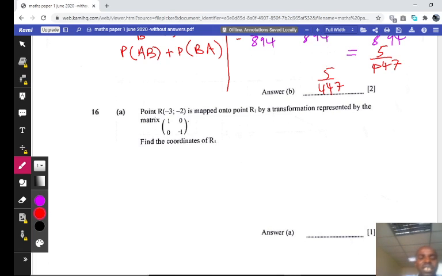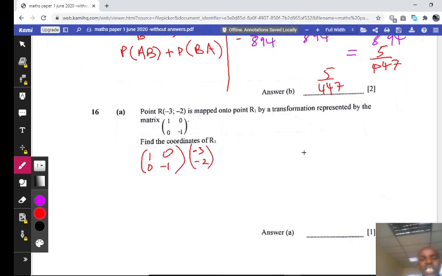What you do is very simple. As you can see, this matrix represents a stretch in the y-axis with the x-axis invariant. So the x-axis is unchanged, and the stretch factor is minus 1. But what is simple and easy is to just multiply this matrix by R, which is (-3, -2).